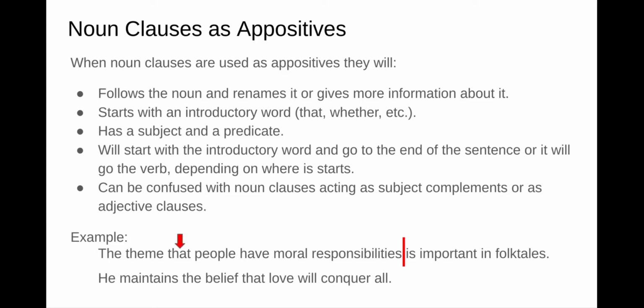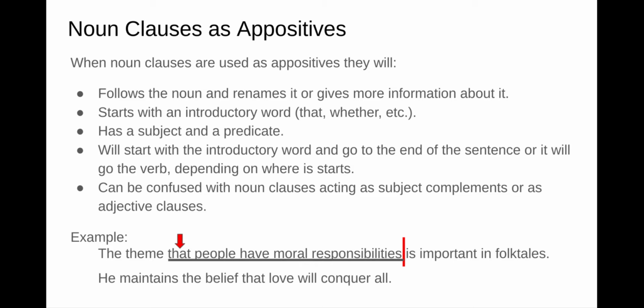There it is. Now, because it's in front of the main verb of the sentence, we're going to go from the that all the way to that main verb. So the theme that people have moral responsibilities is important in folk tales. So that people have moral responsibilities is the appositive, giving you more information about the noun theme. See how it follows that noun and it's giving you more information, just like all of the appositives that we've talked about before. All right, let's look at the second one.